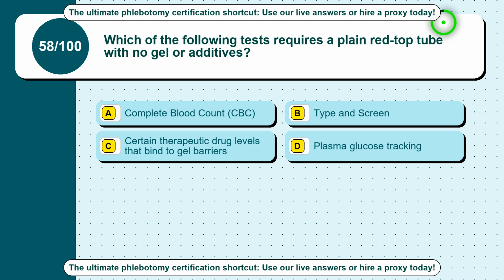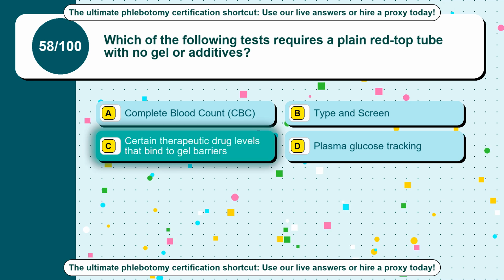Question 58. Which of the following tests requires a plain red top tube with no gel or additives? Option A, complete blood count, CBC. Option B, type and screen. Option C, certain therapeutic drug levels that bind to gel barriers. Option D, plasma glucose tracking. The correct answer is option C, certain therapeutic drug levels that bind to gel barriers.